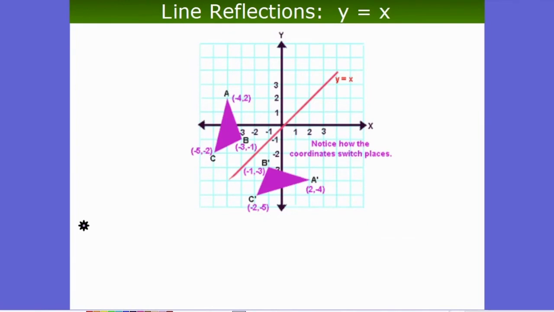If you're reflecting over the line y equals x, and this is the line y equals x right here, if you forget how that works, if you remember y equals mx plus b from back in the algebra days, in this case, your m is 1 and your b will be 0. That's y equals x. So you can start at your y-intercept of 0 and then go up 1 over 1, up 1 over 1, or left 1, down 1. Just reminding you how you find y equals x. So this is my fold line.